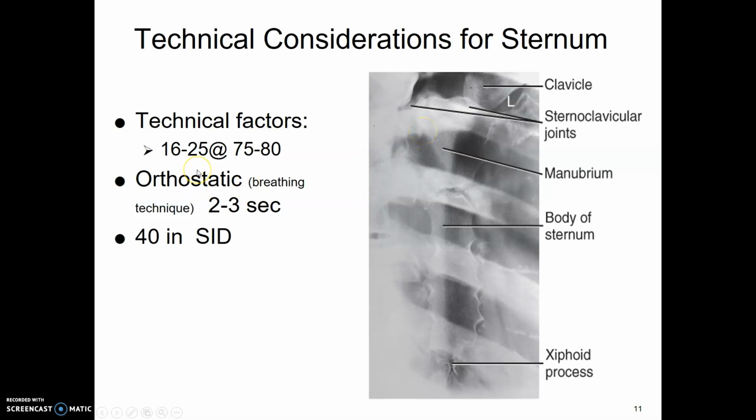Technical factors, a little bit higher than shoulder technique maybe, so maybe like a 16 to 25 and 75 to 80 depending on the thickness of their chest. Your textbook recommends an orthostatic breathing technique of increasing your seconds, so the patient will be breathing while this happens. We don't often do it that way at our clinical site, but you might see that at the offsites.